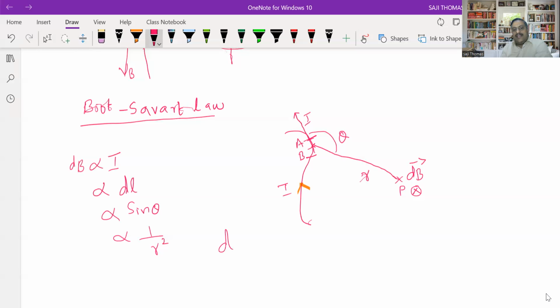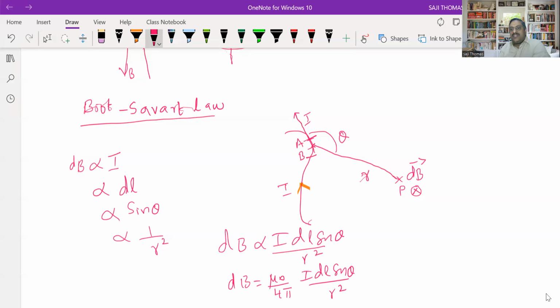So we can combine like this: dB proportional to I dl sine theta by R square. You can remove the proportionality sign by multiplying by a constant. dB equals mu 0 by 4 pi, this constant is mu 0 by 4 pi, times I dl sine theta by R square. This mu 0 is known as permeability of vacuum.